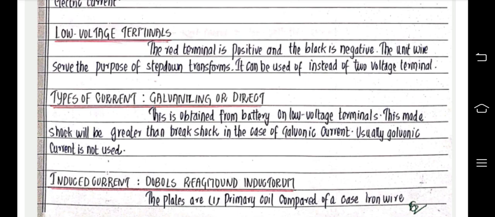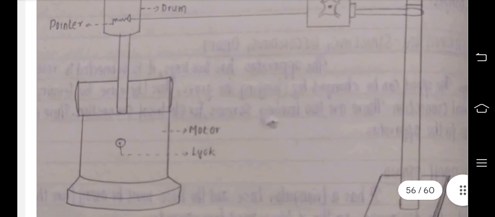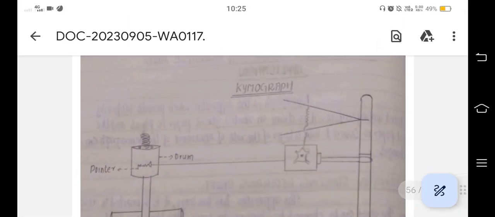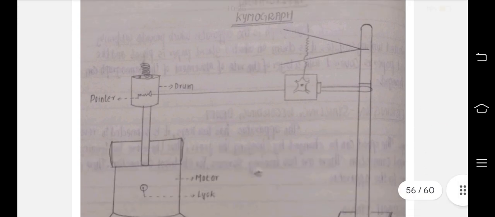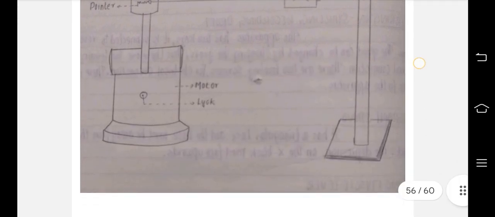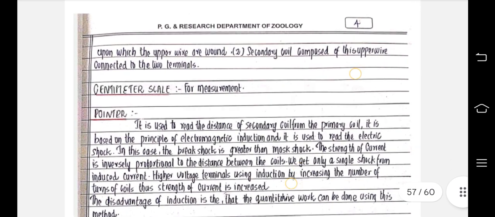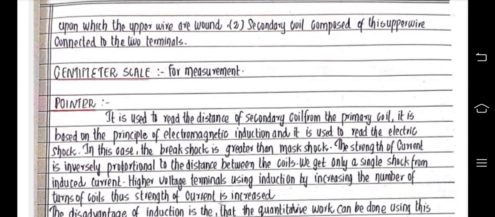So induced current. Inductorium, with the primary coil compared with the secondary coil. You could see a picture of the apparatus. Pointer, drum, motor, upon which the primary wire is wound. Secondary coil is connected to two terminals. Centimeter scale for measurement, and pointer. It is used to read the distance of the secondary coil from the primary coil.